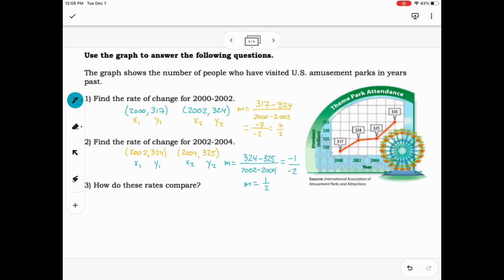Okay, and so on the last problem, they want us to compare these two rates. So it looks to me that the rate of change between 2000 to 2002 is greater than the rate of change between 2002 and 2004. Okay, that's really the only comparison that we can make there.